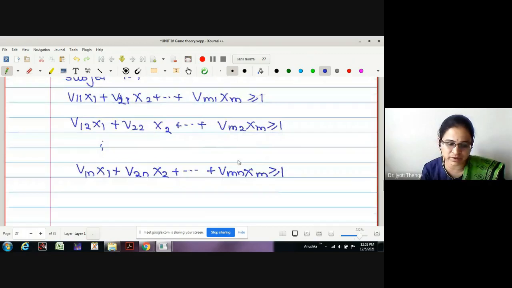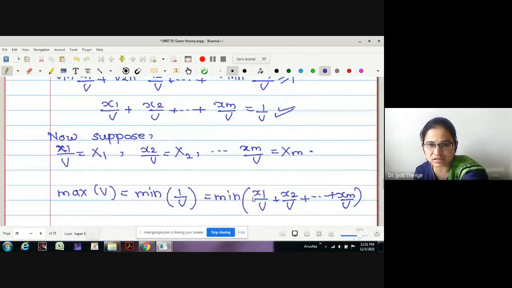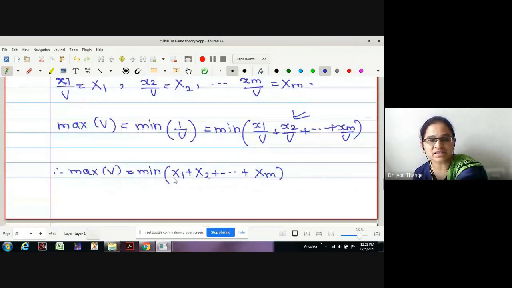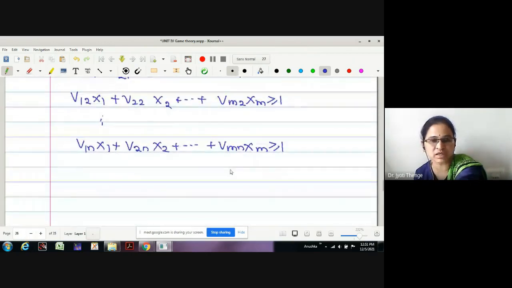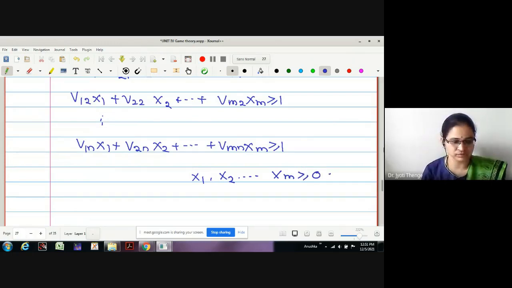Now we are not going to write this constraint, because we have already accounted for it using the objective function. In order to write maximum of v, it is the minimum of the sum of these variables x1 plus x2 plus xm. Is that okay? And what about the variables? The new variables x1, x2 to xm are non-negative.